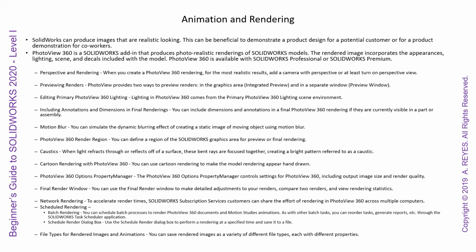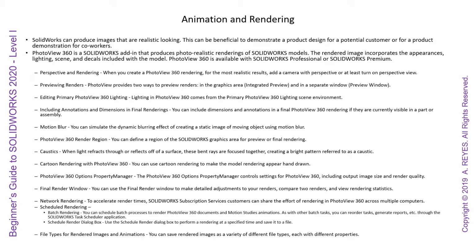PhotoView 360 is an add-on that produces photorealistic images or renderings in SolidWorks models. The rendered images incorporate the appearances, different lighting, different scenes, and then decals that are included with the model. It's available on SolidWorks Professional and Premium, or it should be on the educational version as well. When you create a PhotoView 360 rendering, for the most realistic results, you want to add a camera with perspective, or at least turn on a perspective view.